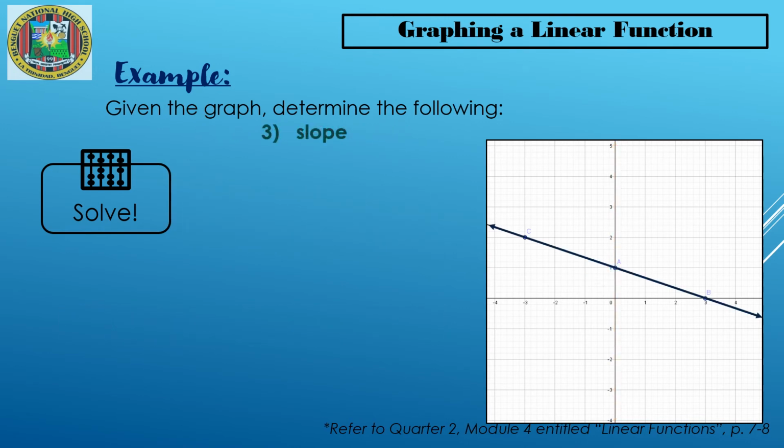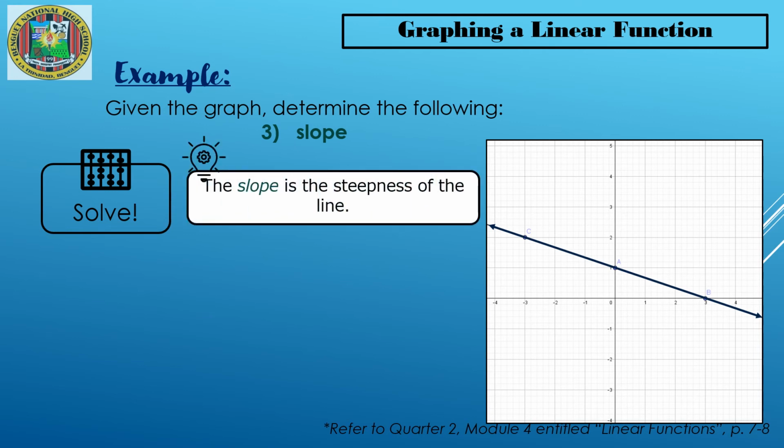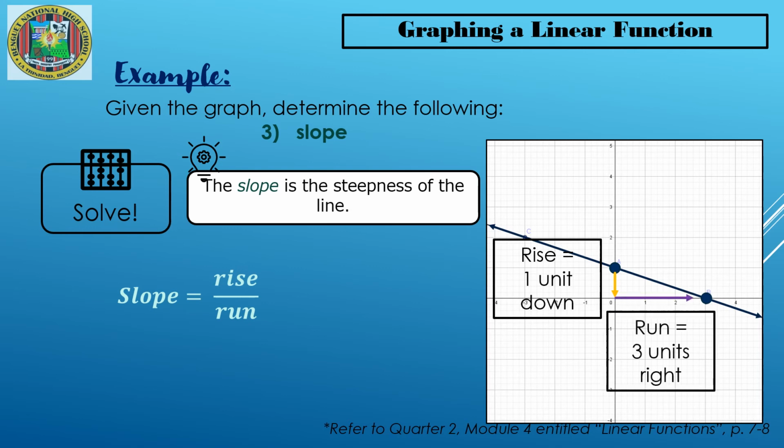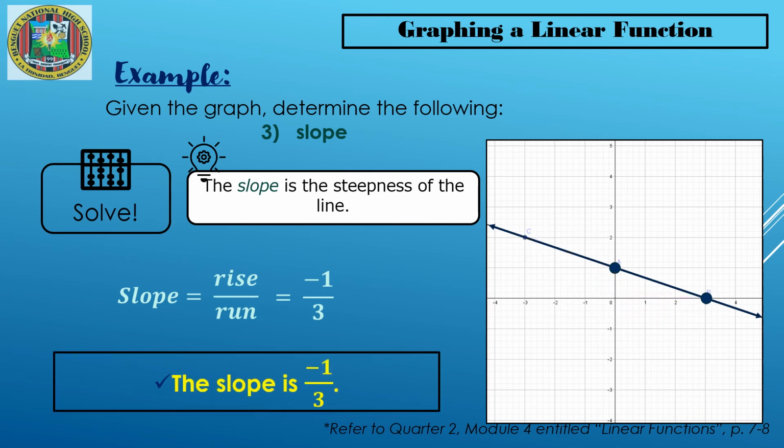Lastly, we identify the slope. We know that the slope describes the steepness of the line, and we use the formula slope is equal to rise over run. To do that, first we identify 2 points on the line. From the first point, we move 1 unit down to identify the rise, and then 3 units right for the run. This gives us -1 as the value of rise and 3 as the value of the run, which means the value of the slope is -1 over 3.